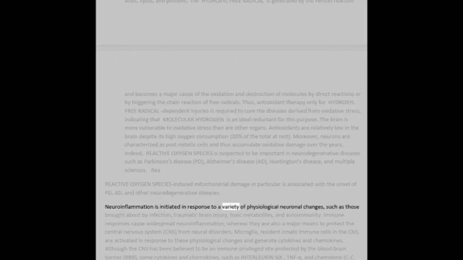Neuroinflammation is initiated in response to a variety of physiological neuronal changes, such as those brought about by infection, traumatic brain injury, toxic metabolites, and autoimmunity. Immune responses cause widespread neuroinflammation, whereas they are also a major means to protect the central nervous system, CNS, from neural disorders. Microglia, resident innate immune cells in the CNS, are activated in response to these physiological changes and generate cytokines and chemokines. Although the CNS has been believed to be an immune-privileged site protected by the blood-brain barrier, BBB, some cytokines and chemokines, such as interleukin-6, TNF, and chemokine, CC motif, ligand 2, CCL2, are known to be transported across the BBB, from the blood into the brain.